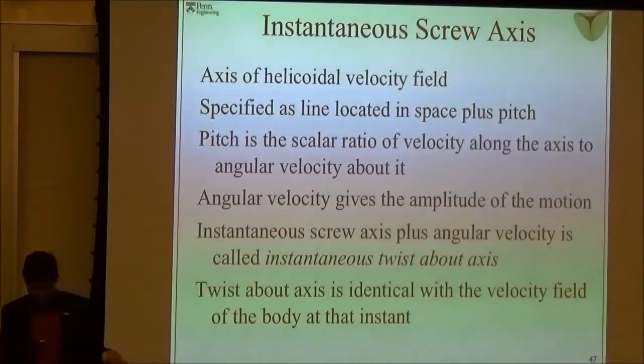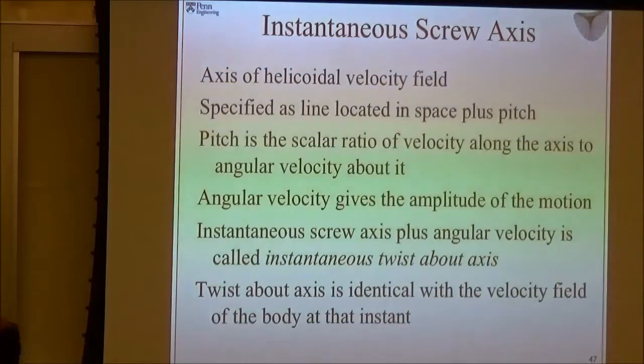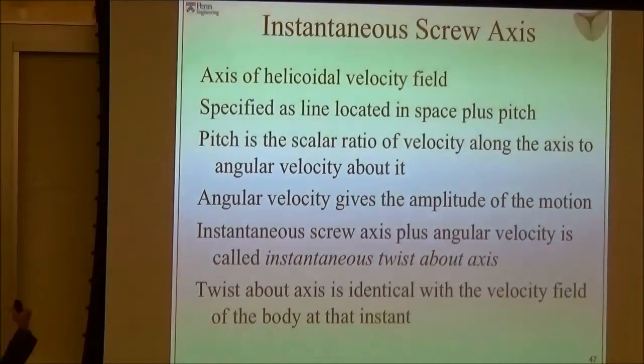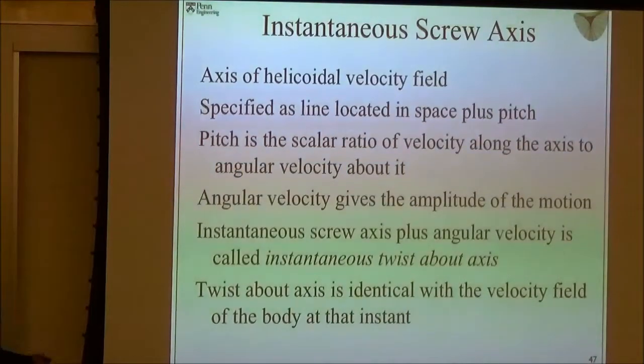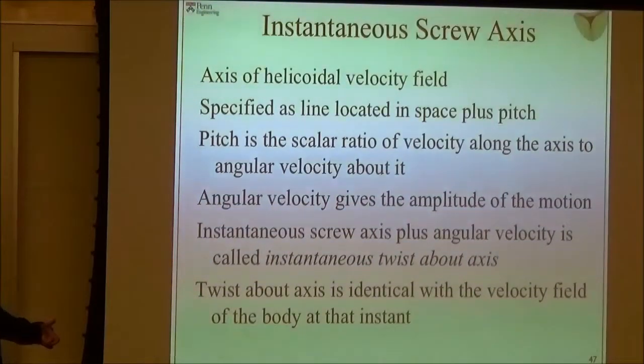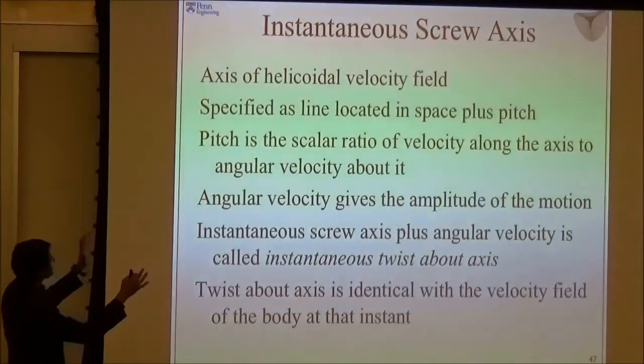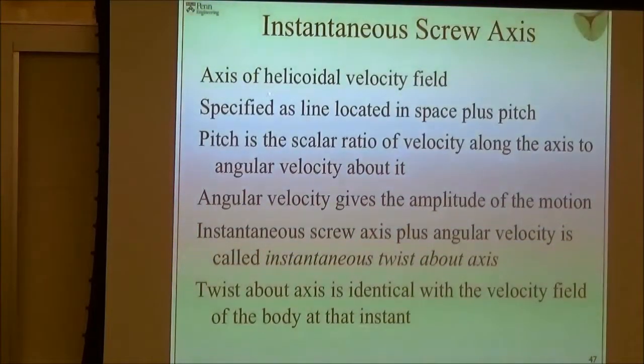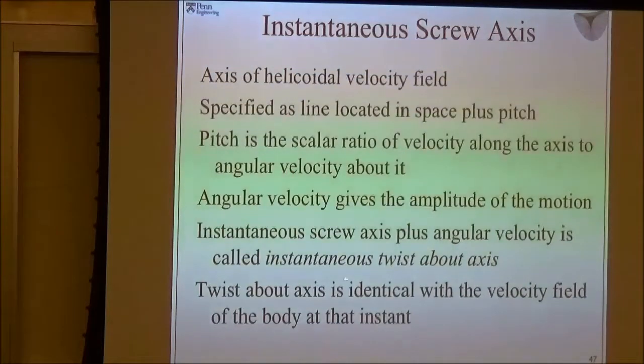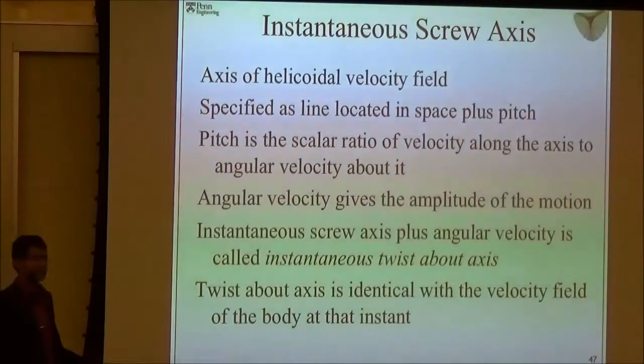And so the instantaneous screw axis should not be confused with the finite screw motion. You can have a general trajectory where the instantaneous screw axis keeps changing as a function of time, but in the screw motion, this instantaneous screw axis stays the same. And essentially, associated with every instantaneous screw axis is the axis, or the line, and the pitch, which has to do with the ratio of the velocity along the axis to the magnitude of the angular velocity. This is often called the instantaneous twist about the axis.